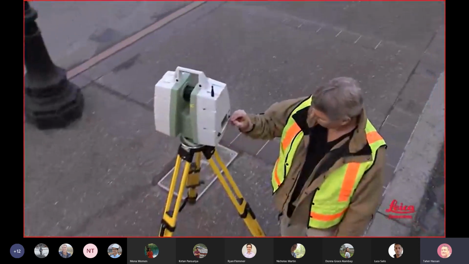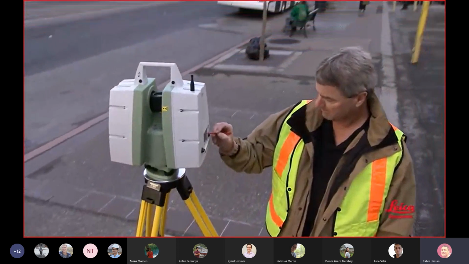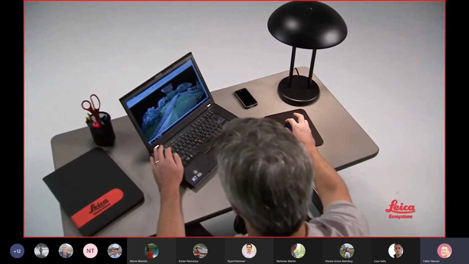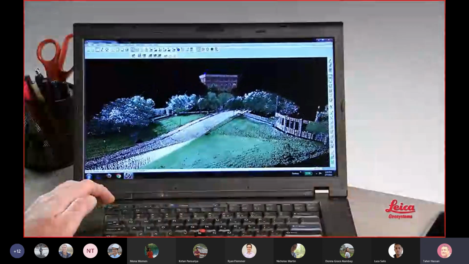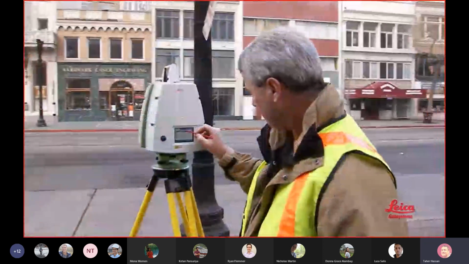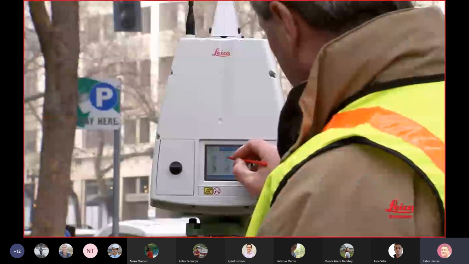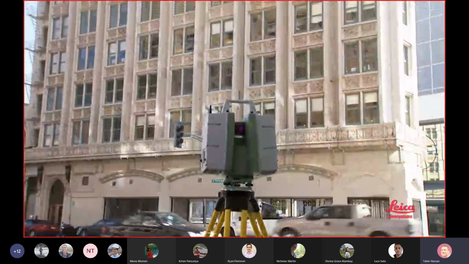Well, there are two basic parts to it. First, there's the field work, where the scanner captures the scene. Second is the office part. There, the field data is converted into the products and deliverables that you need. In the field, you simply position the scanner so it can see and reach what you want, push a button, and let the scanner do all of the work.